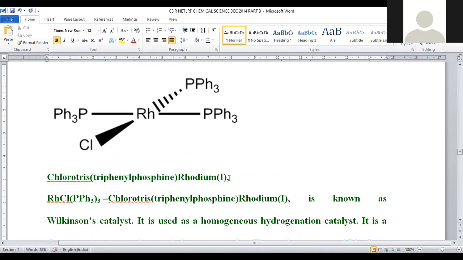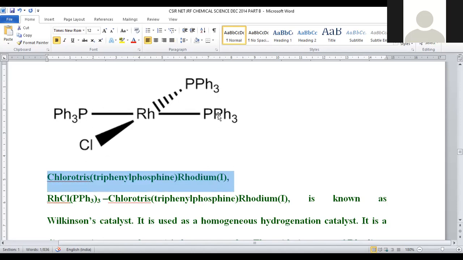And the central metal will be rhodium and its oxidation state should be mentioned. Oxidation state is always mentioned with the ligands carrying the charge. So here chlorine, being negative, is minus one. In order to neutralize, rhodium should acquire plus one charge, so that rhodium will be plus one. That is indicated in the Roman number, right? So this will be the IUPAC name of this Wilkinson catalyst.